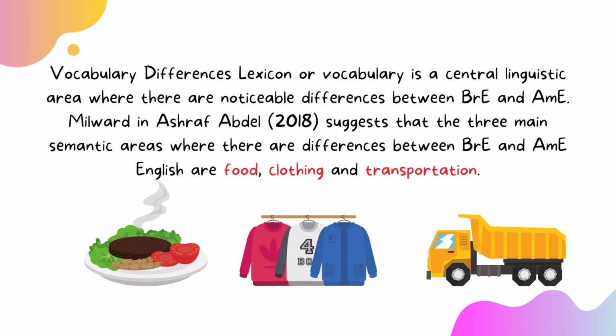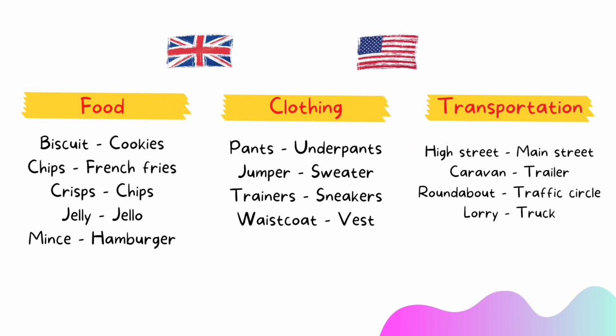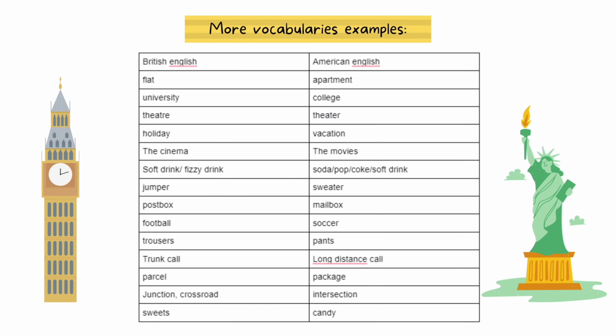Next is vocabulary. Vocabulary is another linguistic area where there are noticeable differences between British English and American English. American and British English sometimes have different words for the same things, and sometimes the same words have different meanings. Millward and Ashraf Abdel 2018 suggest that the three main semantic areas where there are differences between British English and American English are food, clothing, and transportation. Here we can see the list of examples for the vocabulary differences between British English and American English.